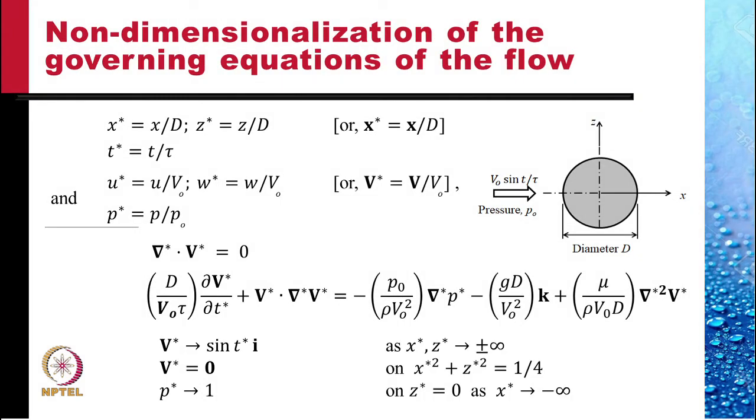Then these are to be solved subject to boundary conditions. V star tends to sin t star i as x star and z star tend to far upstream or far downstream. V star is 0 on the surface of the cylinder and P star tends to 1 as z star tends to 0 and x star tends to infinity.